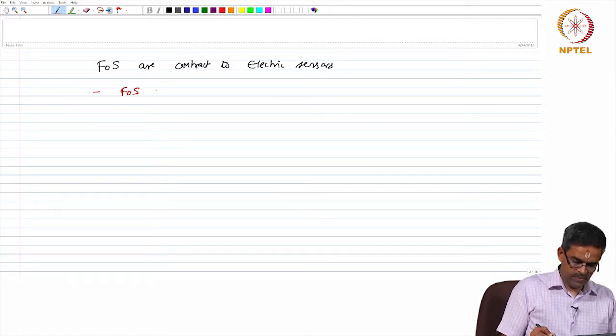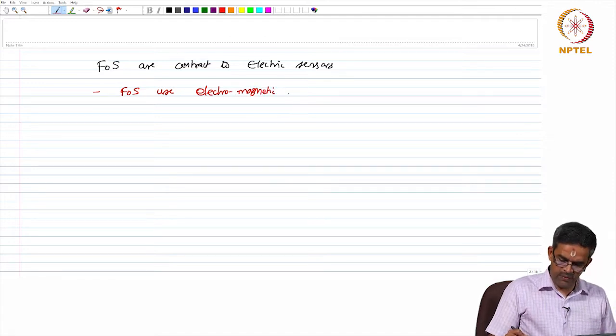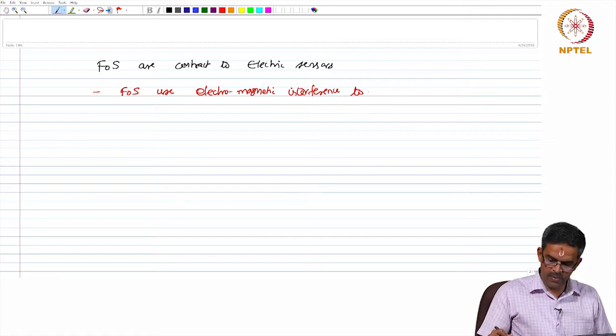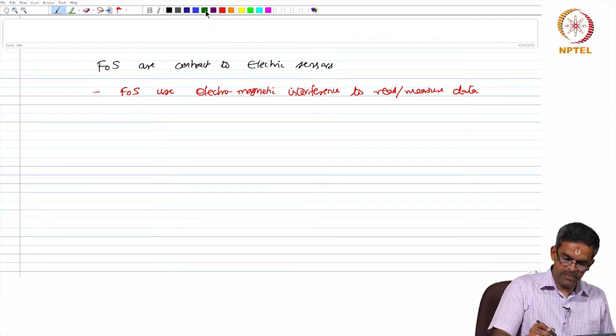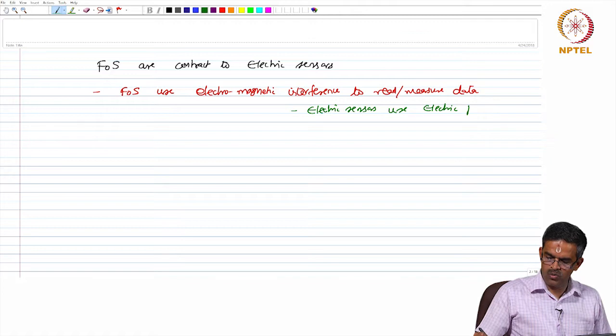Fiber optic sensors use electromagnetic interference to read or measure data, whereas electric sensors use electric pulse to do the same job.